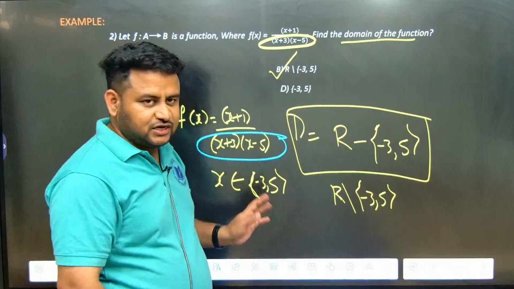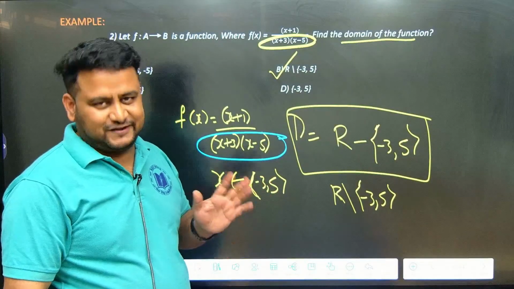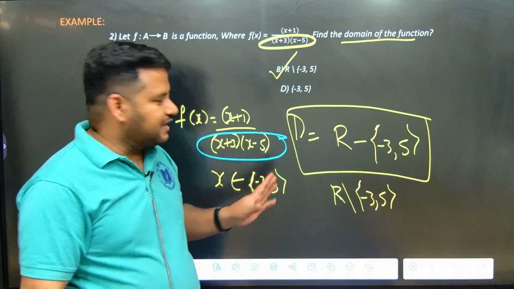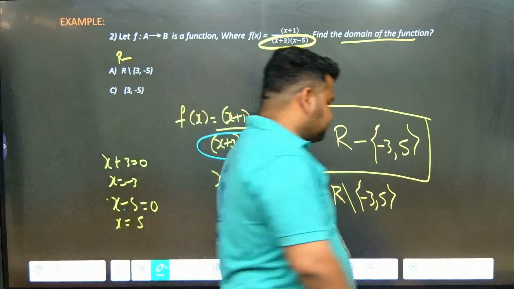So for this function, you should not give the input that is having minus 3 and 5. Except those numbers, you can give any other input. That is the meaning of it. Okay, clear? Let us move to the next question.